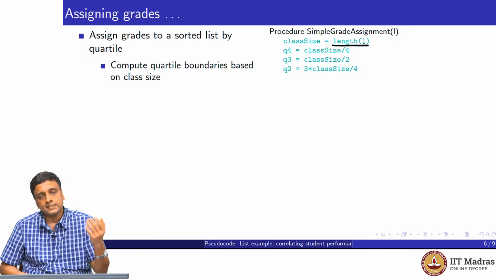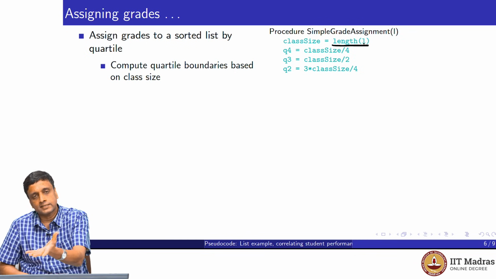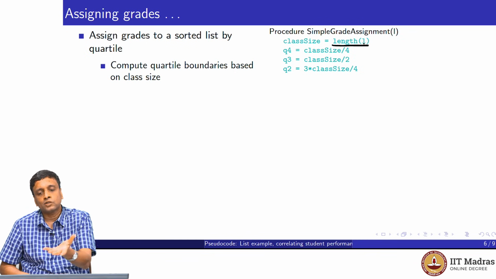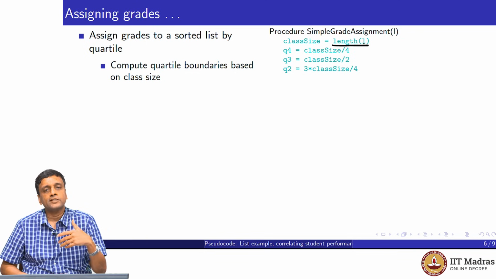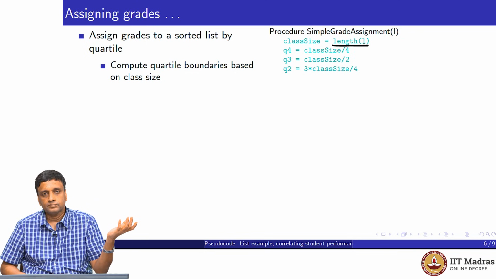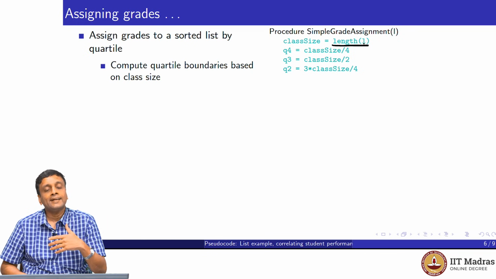So the class size is given by the length of this marks list. So everybody has been accounted for. So this L could be either the maths list or the physics list. All we assume is that it's a sorted list, right? So we assume that it's sorted and in ascending order.